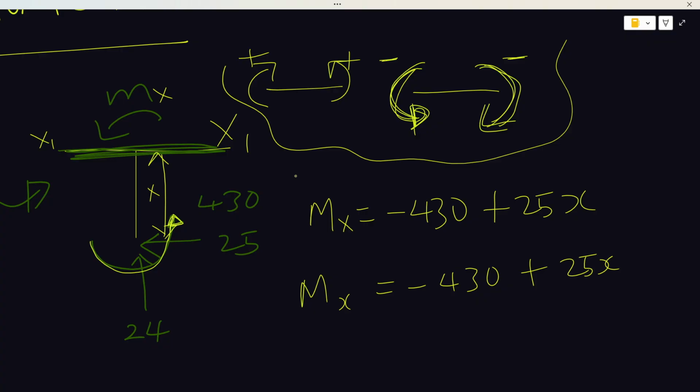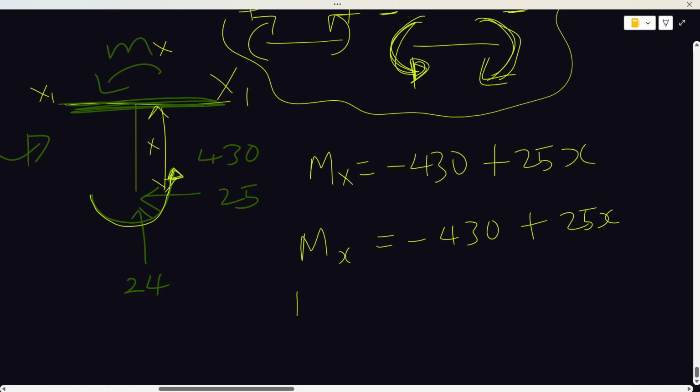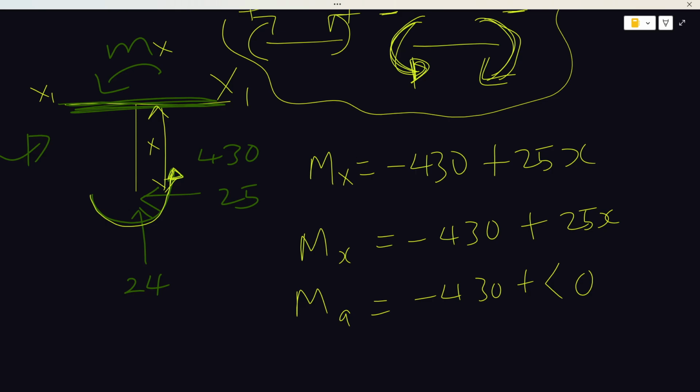It means that MA will be equal to minus 430 plus 25 times 0, because A is at x equals 0. So M is equal to minus 430, obviously.